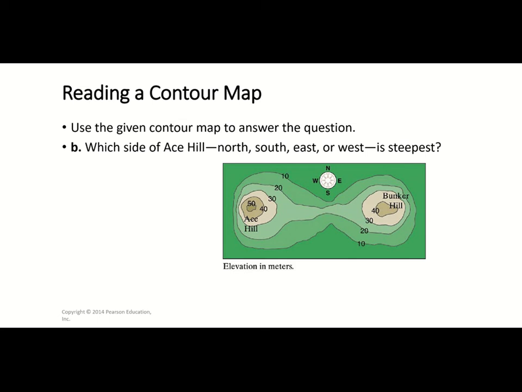All right, now here, when they look at Ace Hill, they want to know which side, either north, south, east, or west, is the steepest. And again, we talked about the closer the lines are, the steeper your elevation is, the more they're spread out, the flatter the land is. So if we look where they're closest together, that would be on this side, which if we look at our compass here is going to be the west side. So the west side of the hill is going to be the steepest.